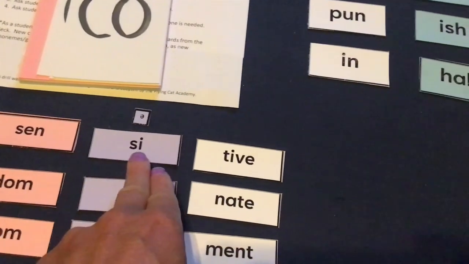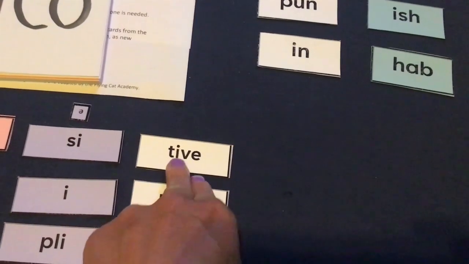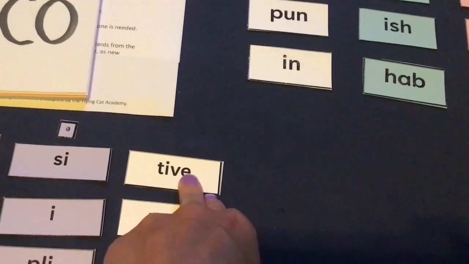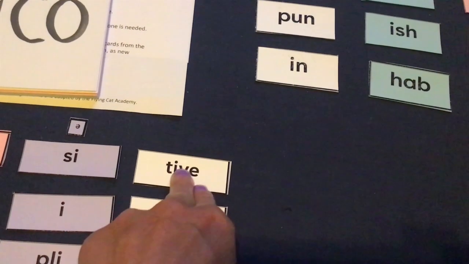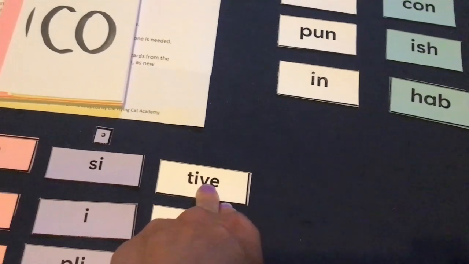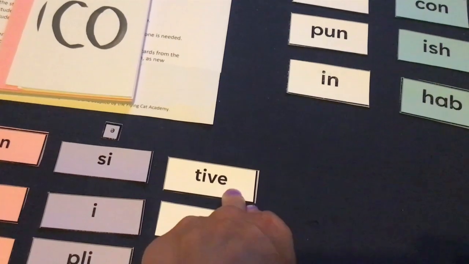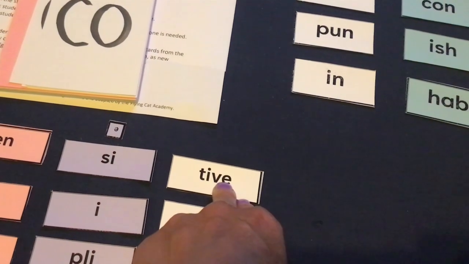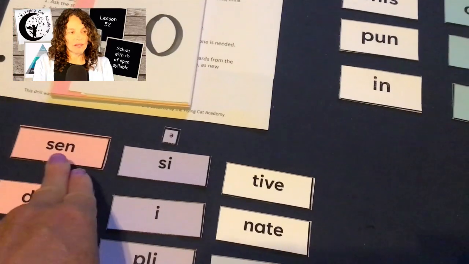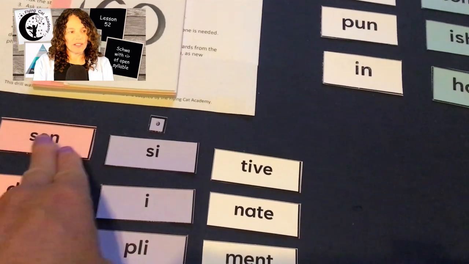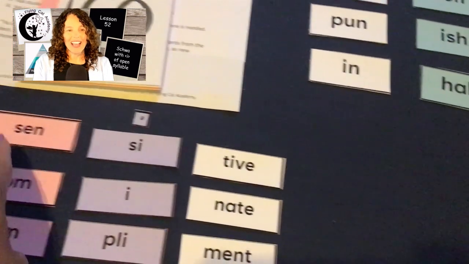And then we have this T-I-V-E. In this case, the E is just doing this job of stopping the V from ending the word. So it'll say tiv. Sen, si, tiv. So let's put it all together here. Sensitive. Sensitive. And that's how you do the drill.